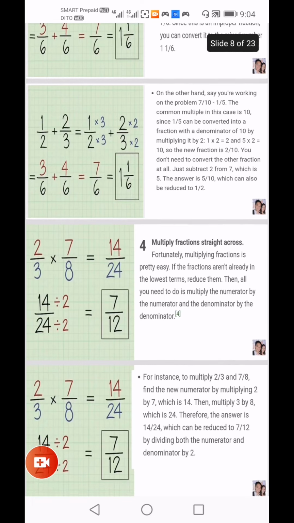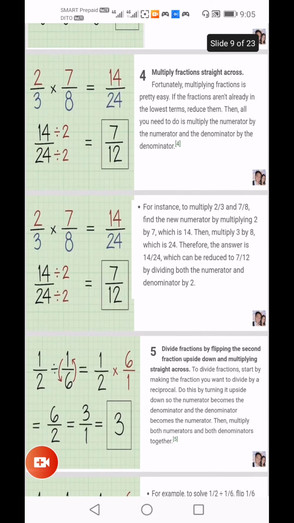On the other hand, say you're working on the problem 7 over 10 minus 1 over 5. The common multiple in this case is 10, since 1 over 5 can be converted into a fraction with a denominator of 10 by multiplying it by 2. 1 times 2 equals 2, and 5 times 2 equals 10. So the new fraction is 2 over 10. You don't need to convert the other fraction at all. Just subtract 2 from 7, which is 5. The answer is 5 over 10, which can also be reduced to 1 over 2.